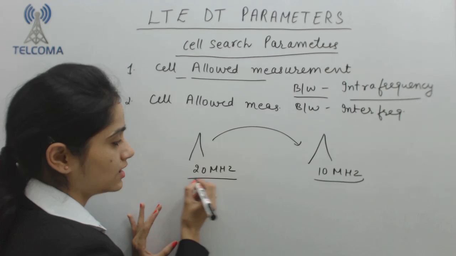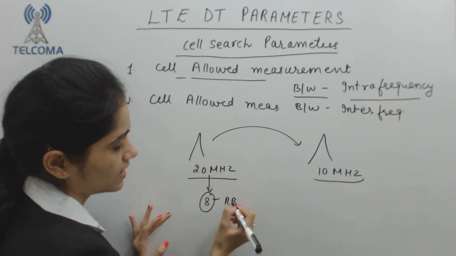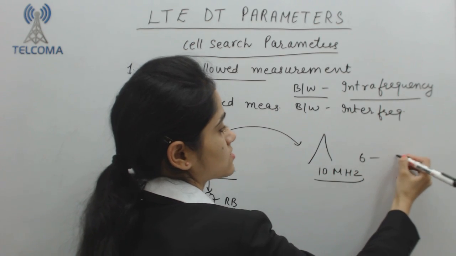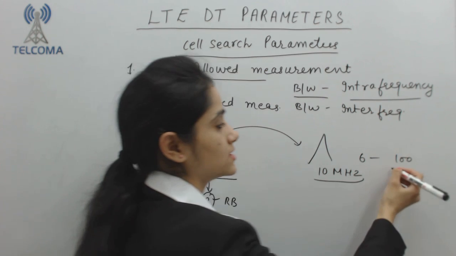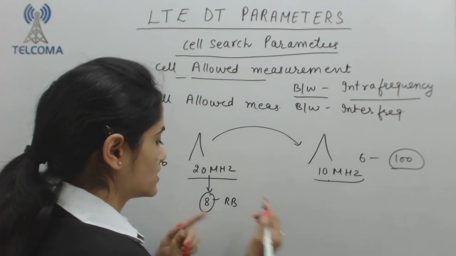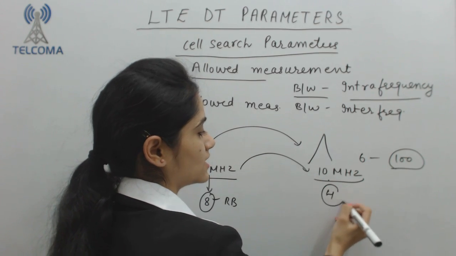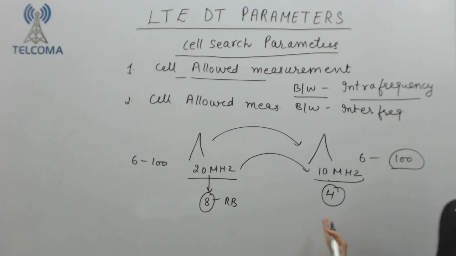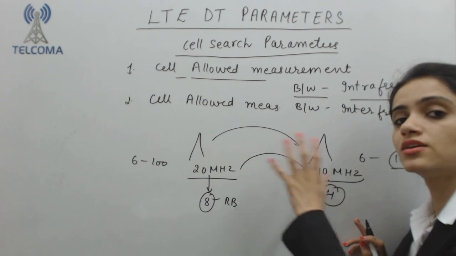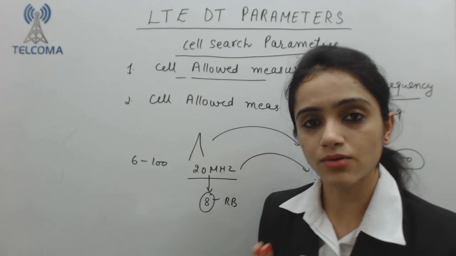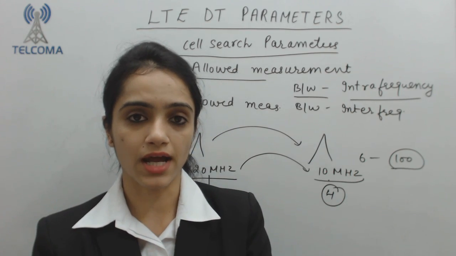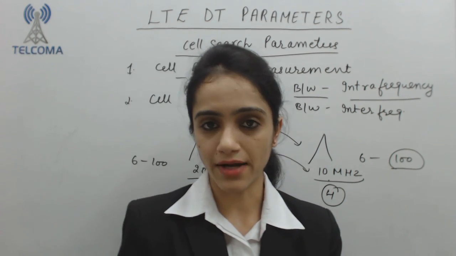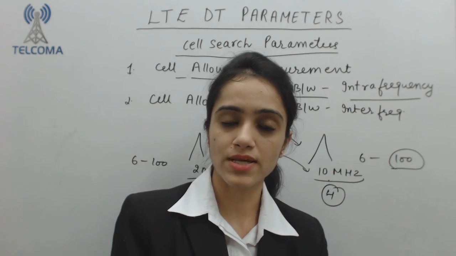If a UE under this cell is getting 8 RBs, as the total range is 6 to 100, the maximum range specified here is also 6 to 100, but it is not able to give 100 RBs because the bandwidth is less. So this UE can get 4 also, which also depends upon the number of users, because the eNodeB has to distribute the total number of resource blocks among the users. So it depends on how many resource blocks the UE gets before and after handover. These are the parameters related to bandwidth and resource blocks, inter-frequency.